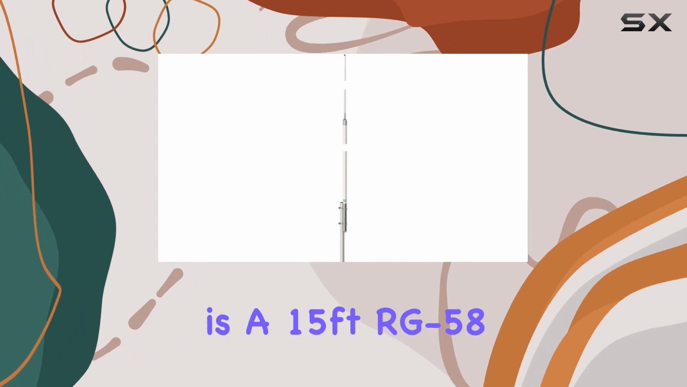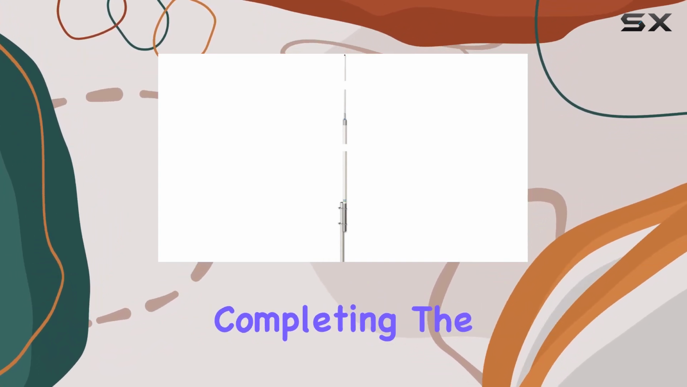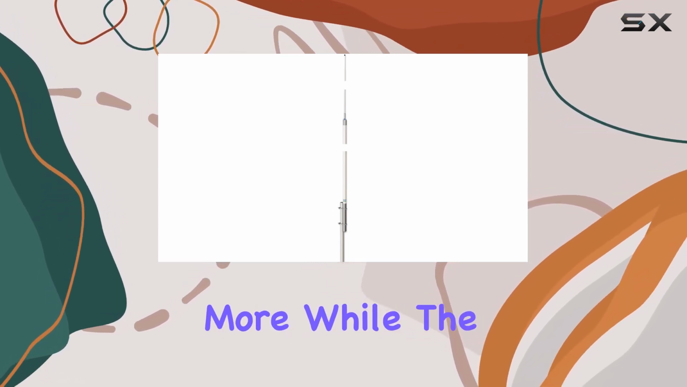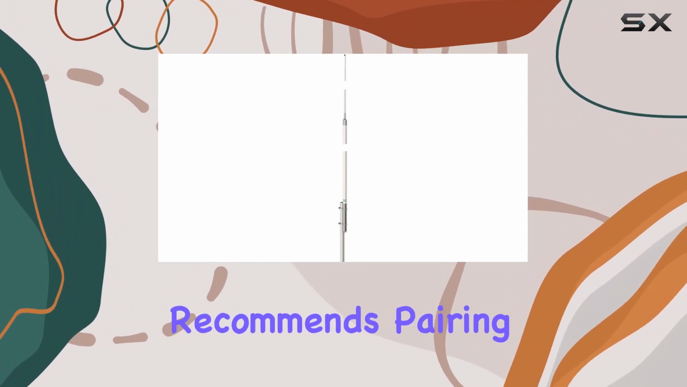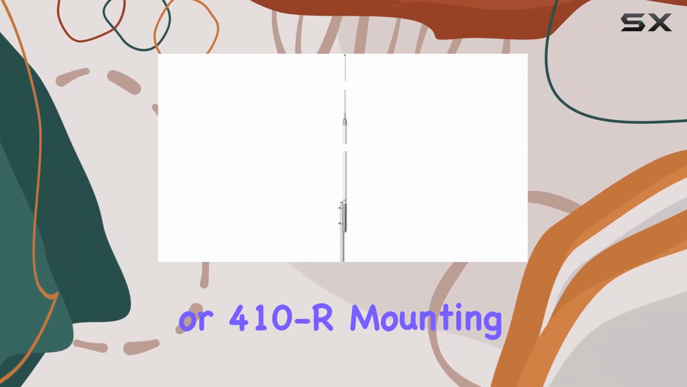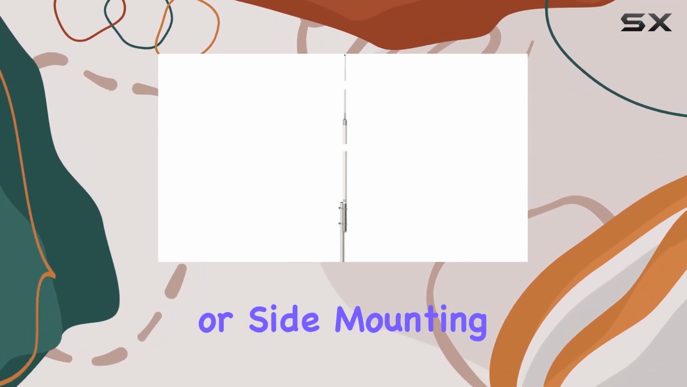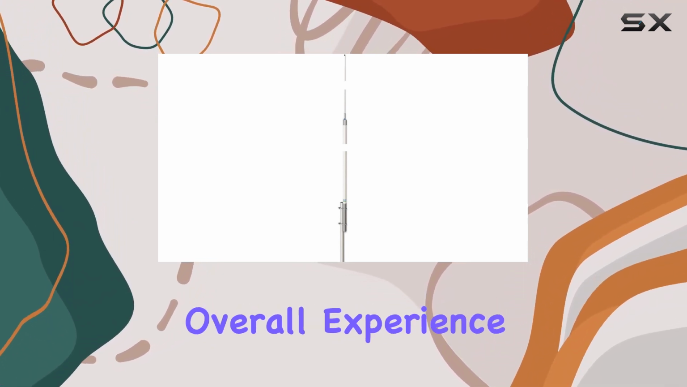Included in the package is a 15-feet RG58 cable and a PL259 connector, completing the setup for seamless connectivity. But wait, there's more! While the antenna shines on its own, for optimal mounting, Shakespeare recommends pairing it with their Style 409R or 410R mounting kit, available separately. Whether you prefer deck or side mounting, these kits ensure a secure and stable setup, enhancing your overall experience.